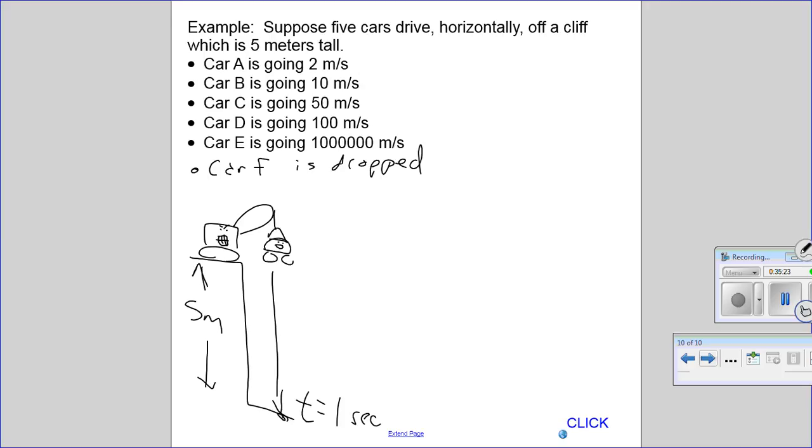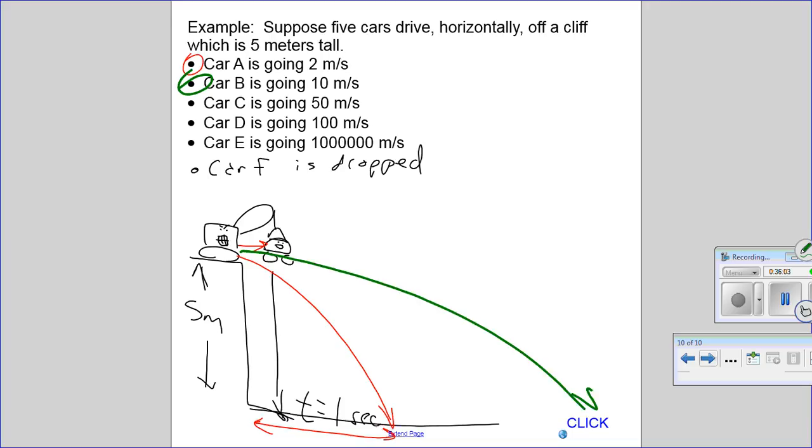The only difference is car A is going 2 meters a second. But point for me, what direction is it going 2 meters a second at? It's going 2 meters a second this way. So car A is going this way at 2 meters a second. It still takes a second to fall, but during that 1 second, it's going to move horizontally 2 meters. Okay? Car B is going faster. It's going 10 meters a second. So in the 1 second that it takes to fall, it's going to go horizontally 10 meters. So it's going to land 10 meters away.